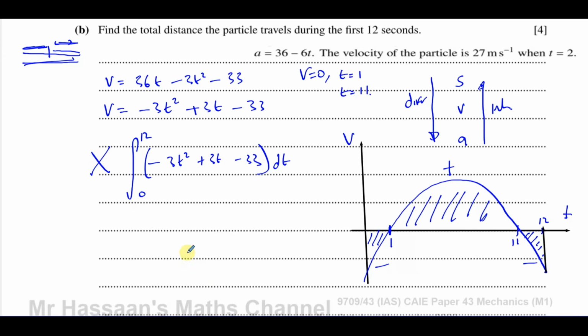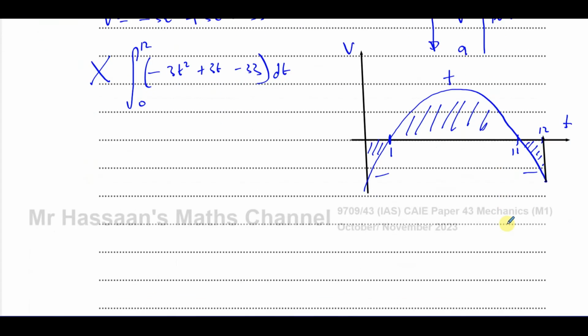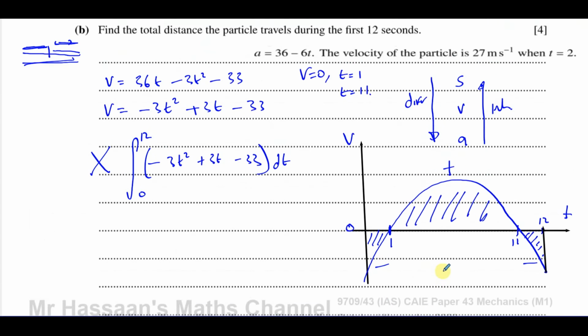What I have to do is split it up into three sections. I have to integrate between the limits of 0 and 1, between 1 and 11, and between 11 and 12. And then I have to add those areas together. Anything that comes out as negative, I'll write it as positive. That's very important for us to realize. So first of all, we can take this expression and find the integral of it. The displacement is going to be minus 3t cubed over 3. Let me just write it out properly.